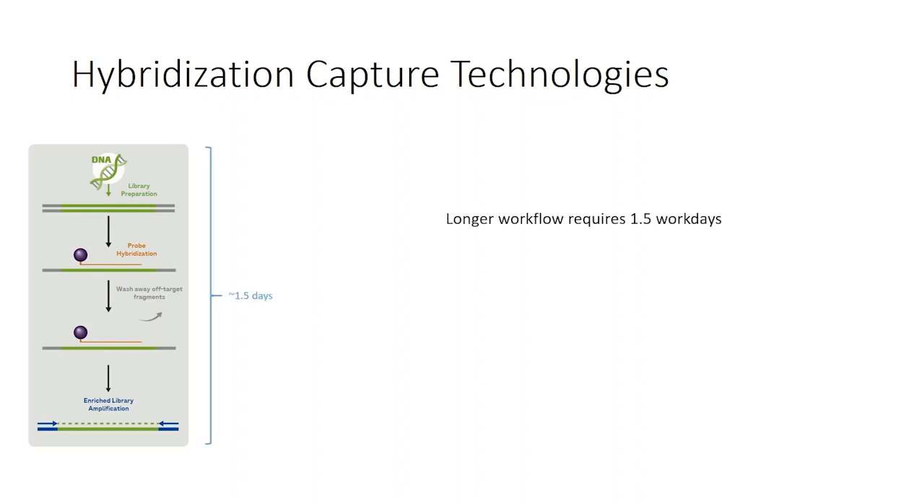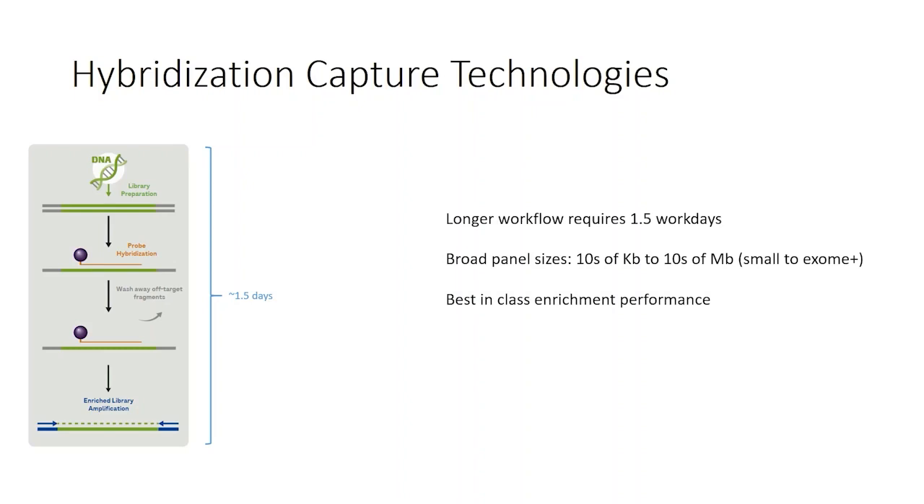So the entire workflow for hybridization capture takes about 1.5 days. So this is a little bit of a longer workflow. It's still not terrible, but it's not a one-day workflow. It offers broad panel sizes. This ranges in tens of kb to tens of megabases. So I view this as small targets to exome and larger than exome targets. And it offers best-in-class enrichment performance. So when people use hybridization-based capture, they expect to have really good performance because typically it gives very good performance.